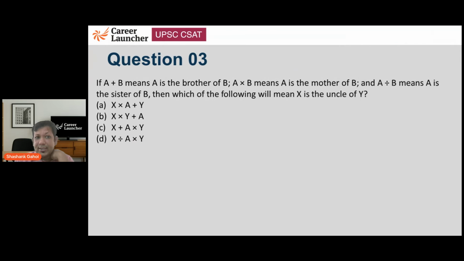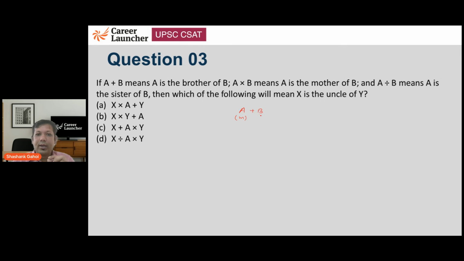What does it say? So this statement says. What is the approach for these kind of questions? Let's see. A plus B, A plus B means A is the brother of B. Okay, तो A brother है, इसका मतलब A male होगा, B का नहीं पता.